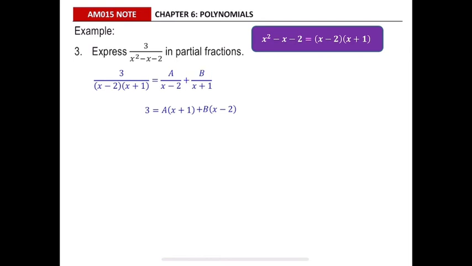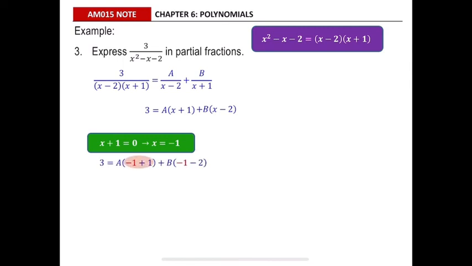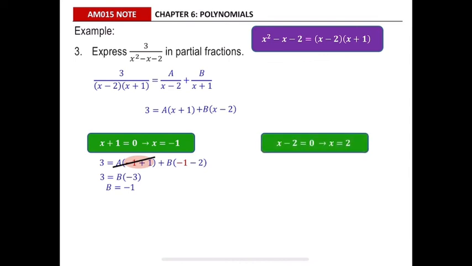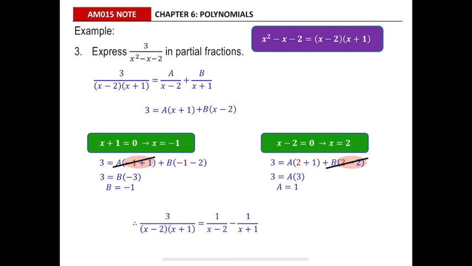Now solve for A and B by using the substitution method. We substitute x equals negative 1 first, and we get the value for B. After that, substitute x equals 2, and we get the answer for A. Now state the final answer by substituting the values of A and B into the partial fraction.